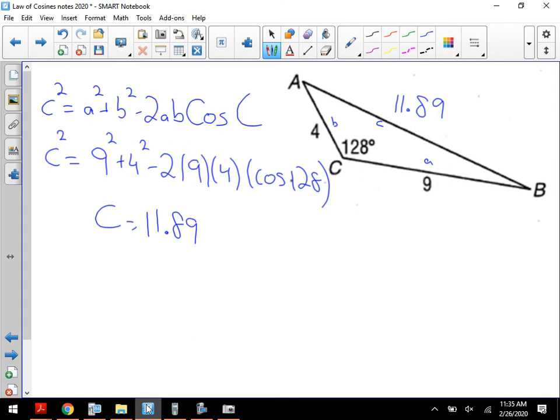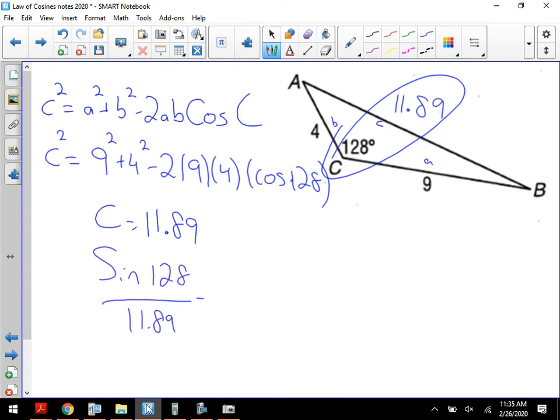Do you now have a side and an angle opposite each other? So you circle it, and which of the two angles are you going to find next? Angle A or angle B? A. Always go with the next biggest angle. Always work that way. So you just lost signs again. Sine 128 is 11.89. Sine of angle A is 2.9.